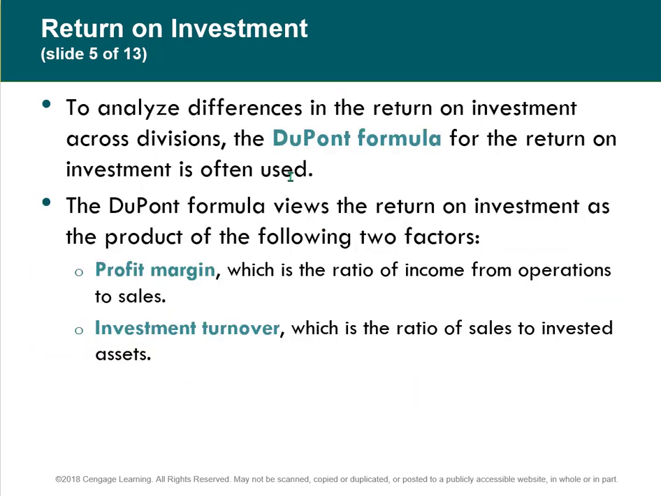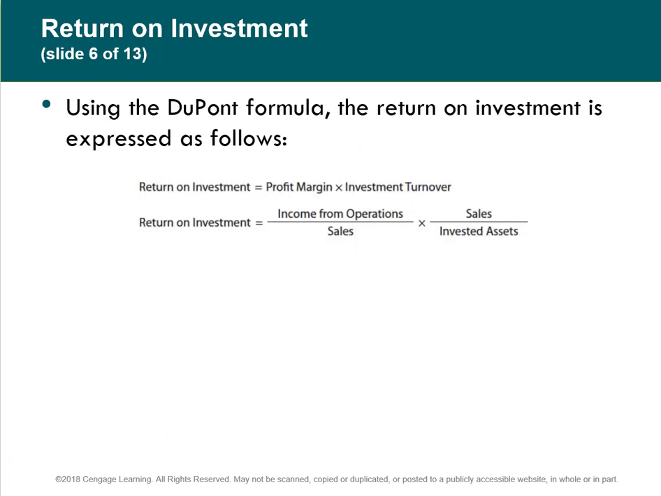And to analyze the differences, we go through the DuPont formula. This has been in use since DuPont was alive. He viewed the return on investment as the product of two factors: profit margin, which is income to sales, and also investment turnover, which is the ratio of sales to invested assets. Let's see what happens.